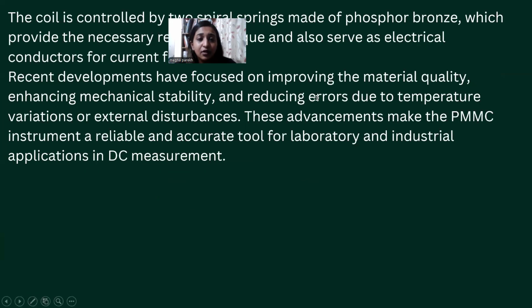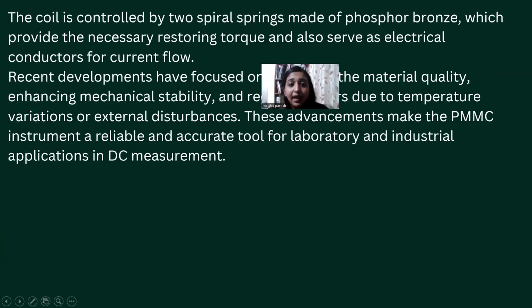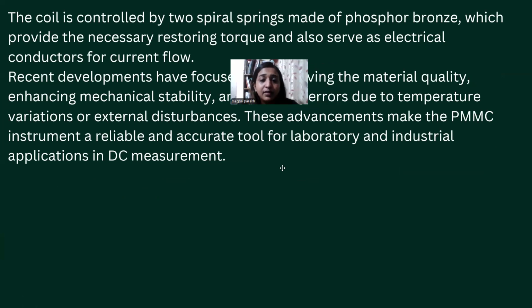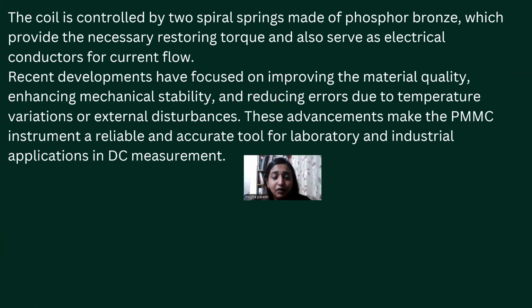The coil is controlled by two spiral springs made of phosphor bronze, which provide the necessary restoring torque and also serve as an electric conductor for current flow. Now, we have seen the spiral springs for controlling torque, which provide the necessary restoring torque and also serve as an electric conductor for current flow.